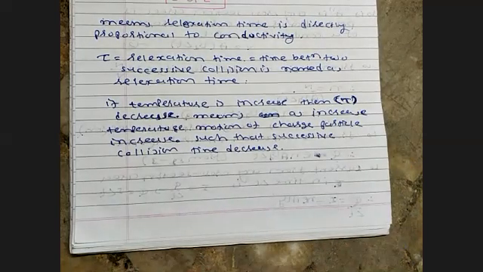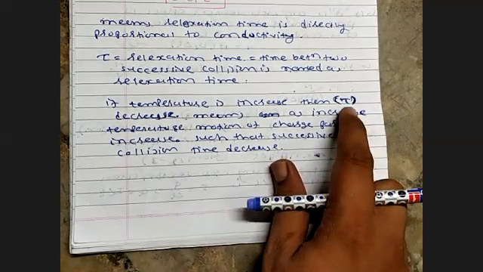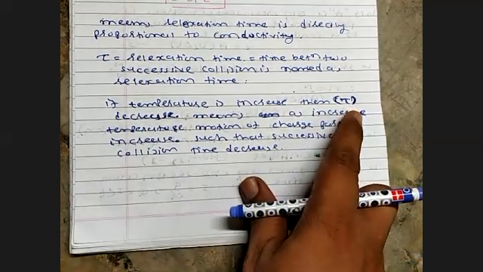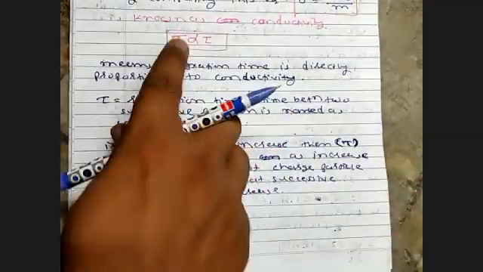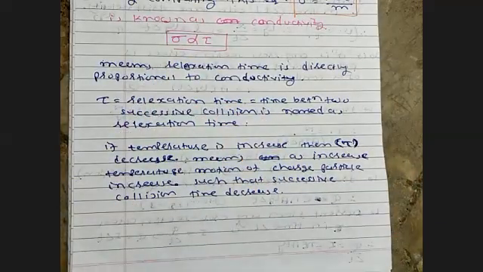As temperature increases, motion increases, so the motion becomes fast. So it collides quickly. If it collides quickly, the relaxation time decreases. If relaxation time decreases, conductivity decreases. So relaxation time decreases, conductivity decreases, and relaxation time increases, conductivity increases.